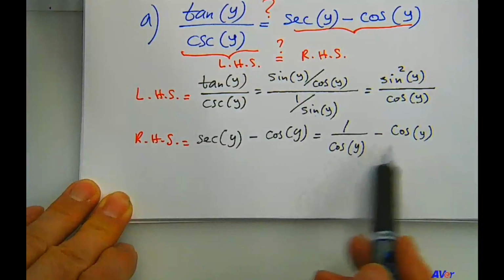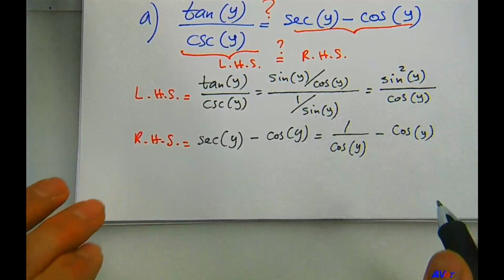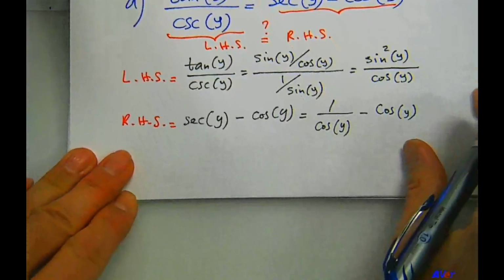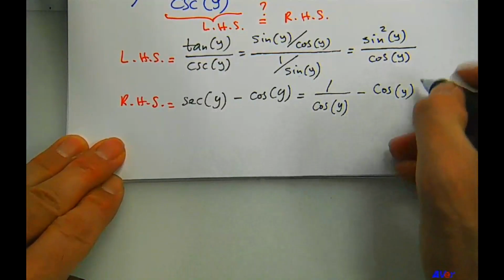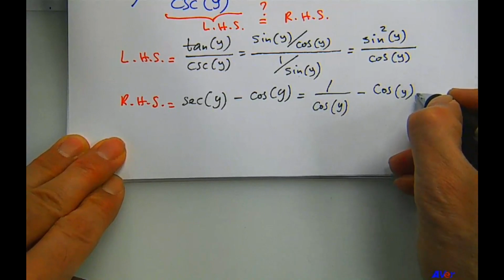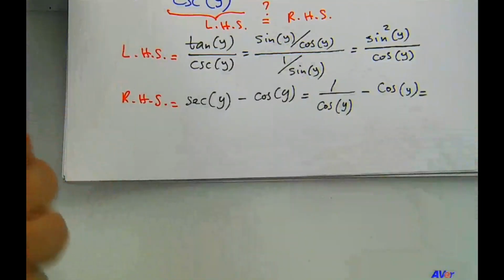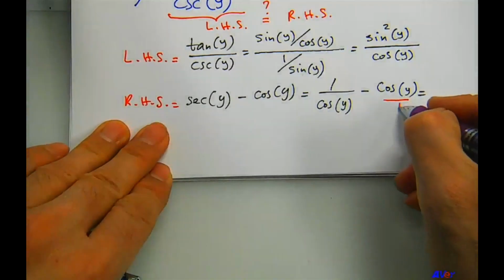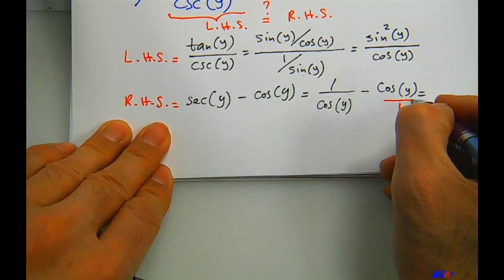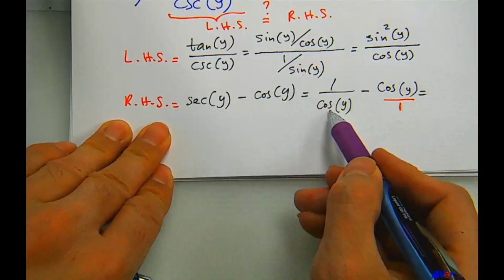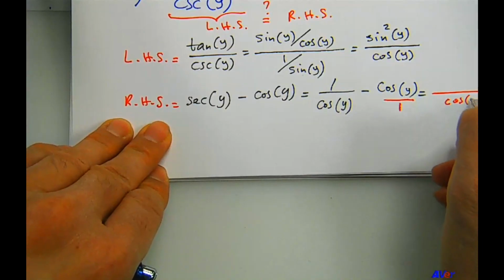Now, we need to take the common denominator here. So let's do that. I can fit the rest of this here, because I'm going to need the space. So equals, the common denominator here, I meant, is cosine of y. So this denominator is 1, which means the common denominator is cosine of y. So let me write that down, cosine of y.